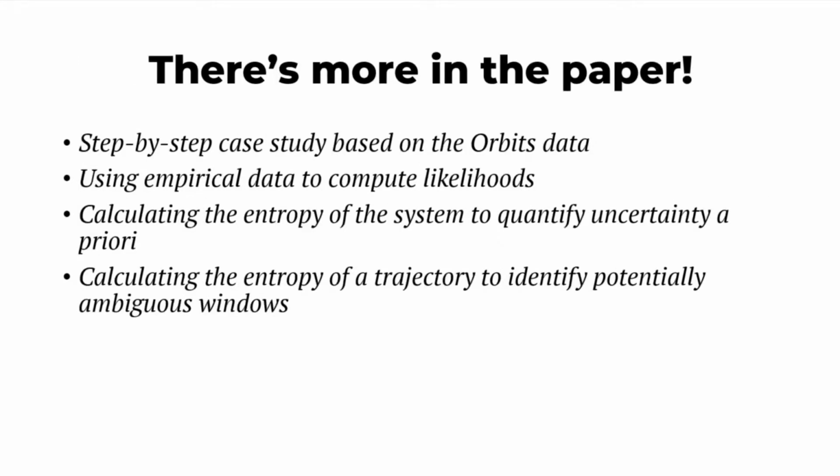There is a lot more in the paper where we give you a step-by-step case study based on data from our previous work. We show how you can use empirical data not only to compute performance metrics, but for computing probability density functions. We also give you tools for evaluating your designs a priori, particularly for computing the entropy of the system to quantify the uncertainty of the inference, and computing the entropy of a given trajectory design to identify if there are points along that trajectory where the system is likely to find it difficult to tell motions apart.